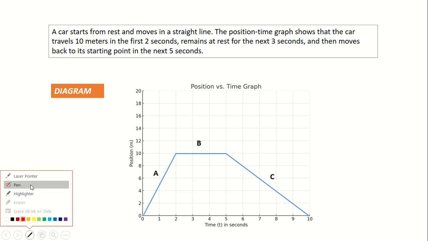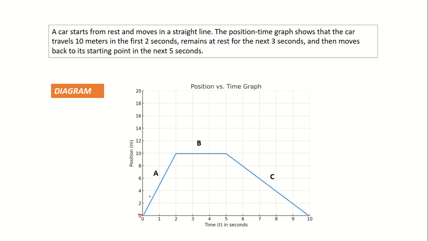Let me have a pen. So from here, it reached 10 meters and that's for 2 seconds. So that's segment A. Segment B remains at rest. So we know that when an object is at rest or stationary, the position time graph would look like a horizontal line like this. So this is from 2 to 5 seconds. That's a total of 3 seconds.